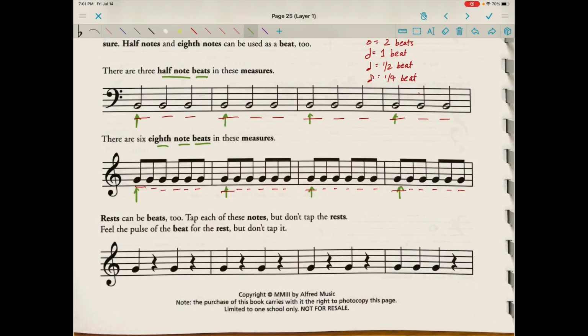Returning to Unit 2, which is our rhythm unit, Lesson 5, we're going to start reading where we left off. Rests can be beats too. Tap each of these notes, but don't tap the rest. Feel the pulse of the beat for the rest, but don't tap. So I don't love how Jay Althouse says this, but I think what he's getting at is, remember earlier today I said that any note value could be designated as the pulse note. In this case, he's saying a quarter note is a pulse note, which means that a quarter rest is also the pulse rest, I guess, if you want to think of it that way. He's saying that these are all equivalent to 1 beat, okay?